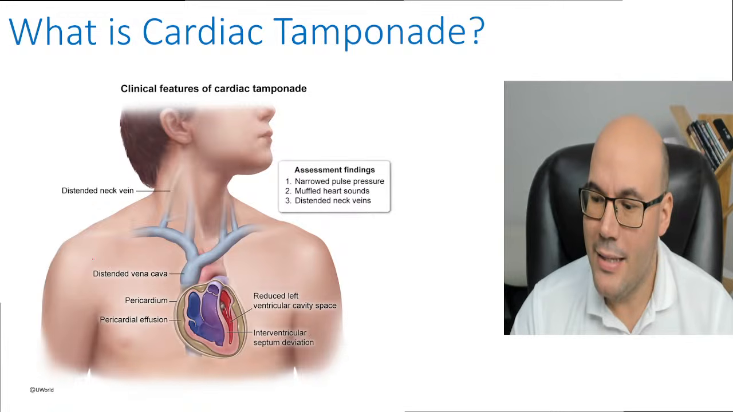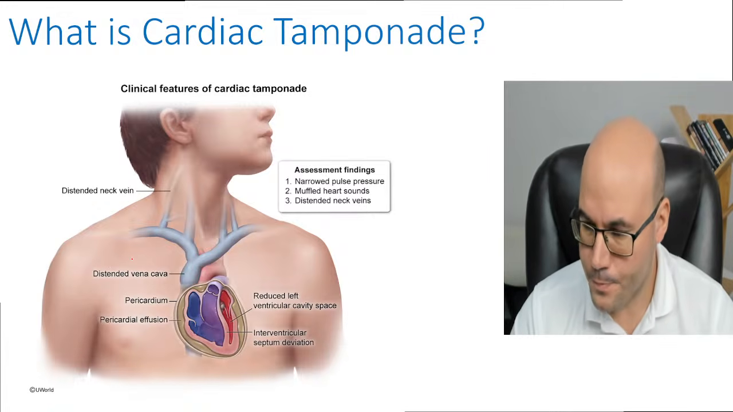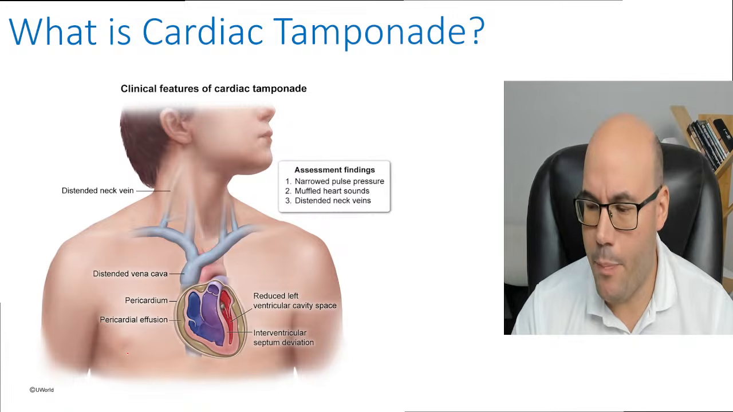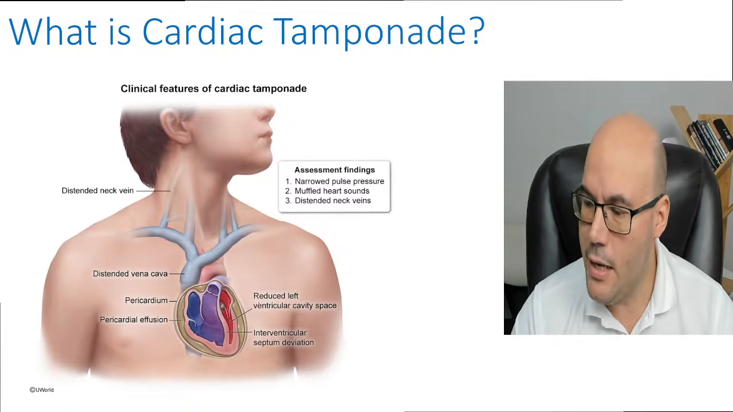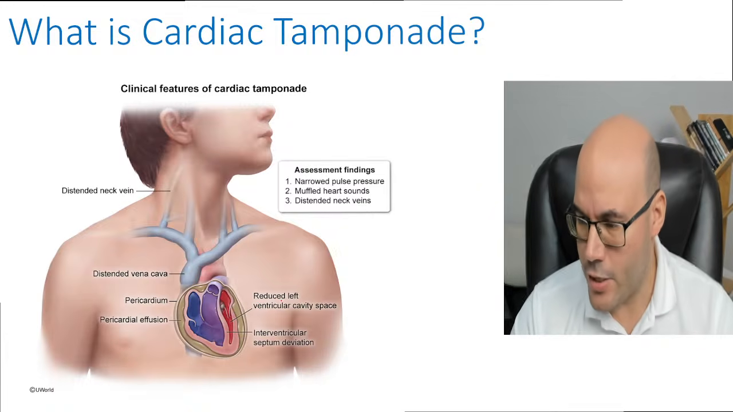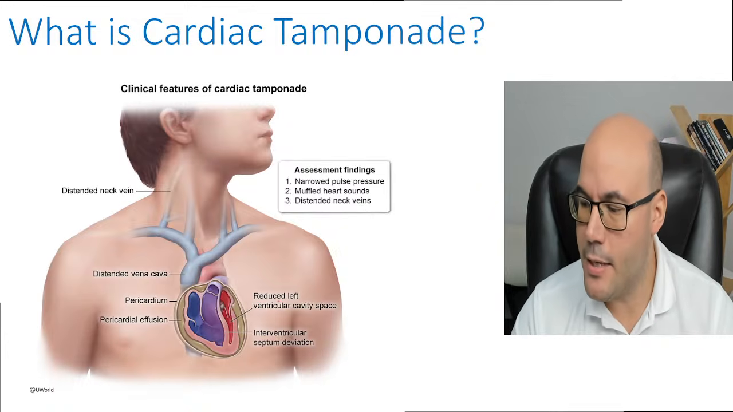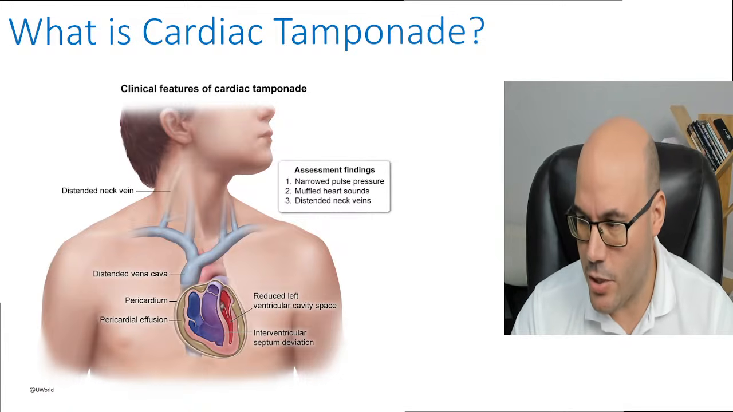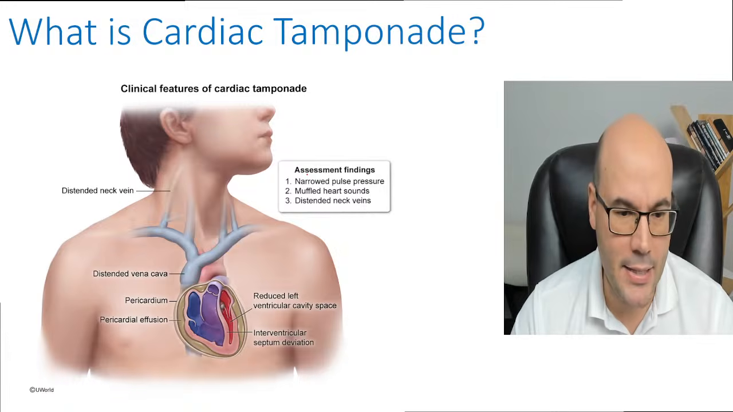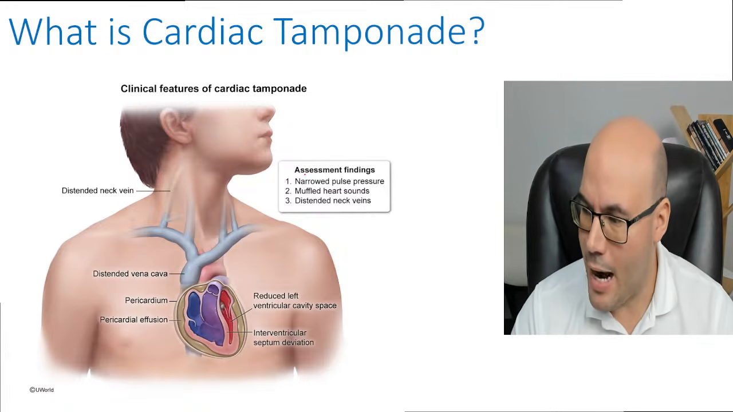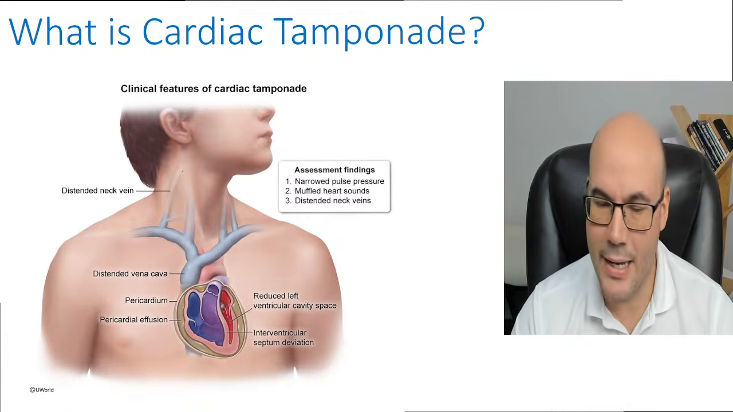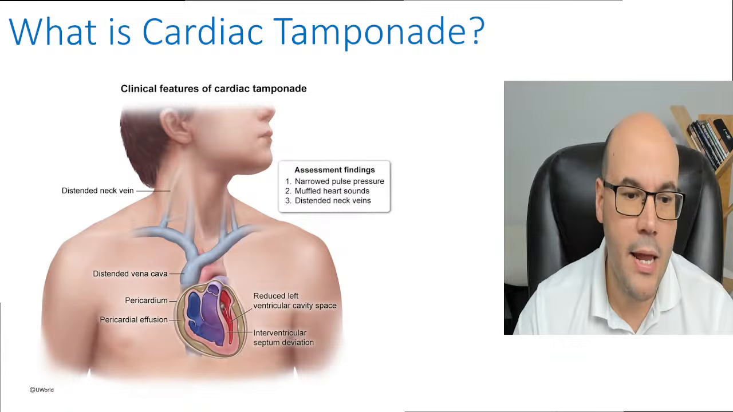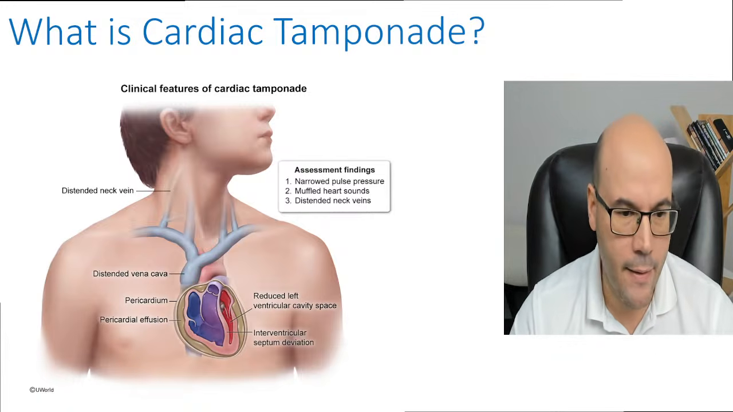We can also see distended vena cava. We can see the pericardial effusion like it was described in the scenario. We can see a reduced left ventricular cavity space and interventricular septum deviation. So assessment findings that are very important: a narrow pulse pressure, muffled heart sounds, and distended neck veins. Those are the 3 main findings, okay?